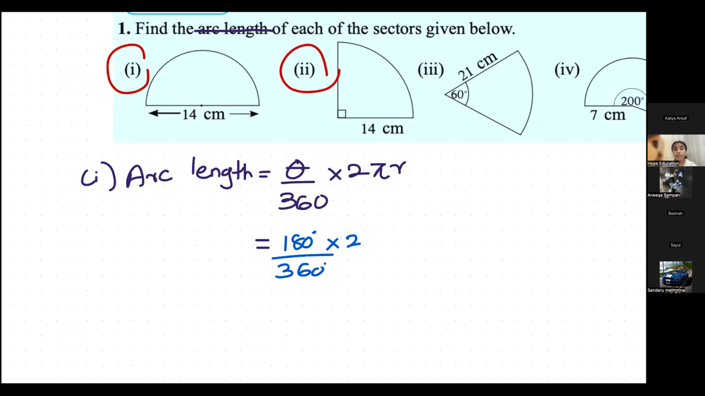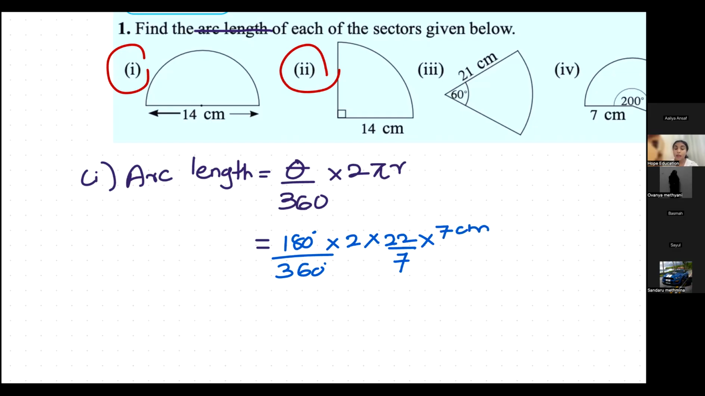Pi we know is 22 over 7. What is the radius here? 7. 7 centimeters. Are you sure? 7 over 2. Yes, 14 over 2, which is 7, right? Because 14 is the diameter, right? It can be the radius, so we take 7. Very good.